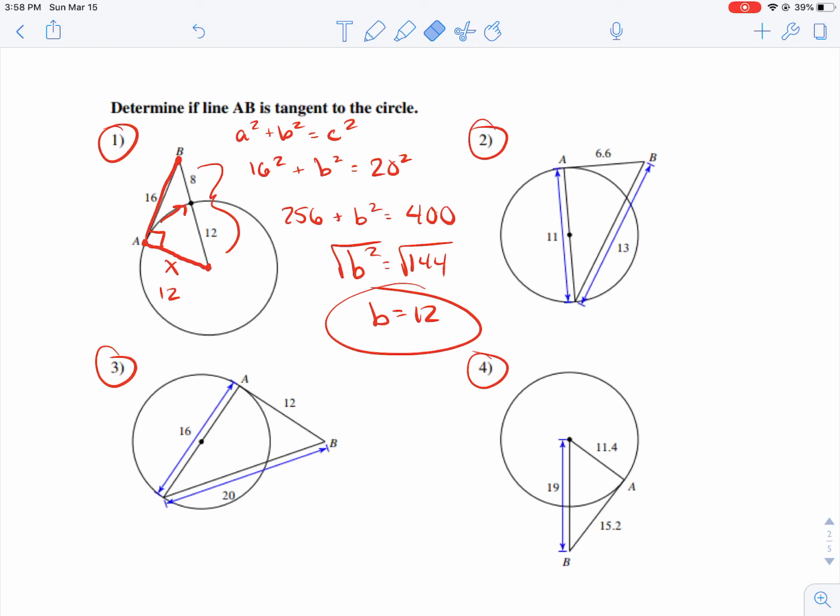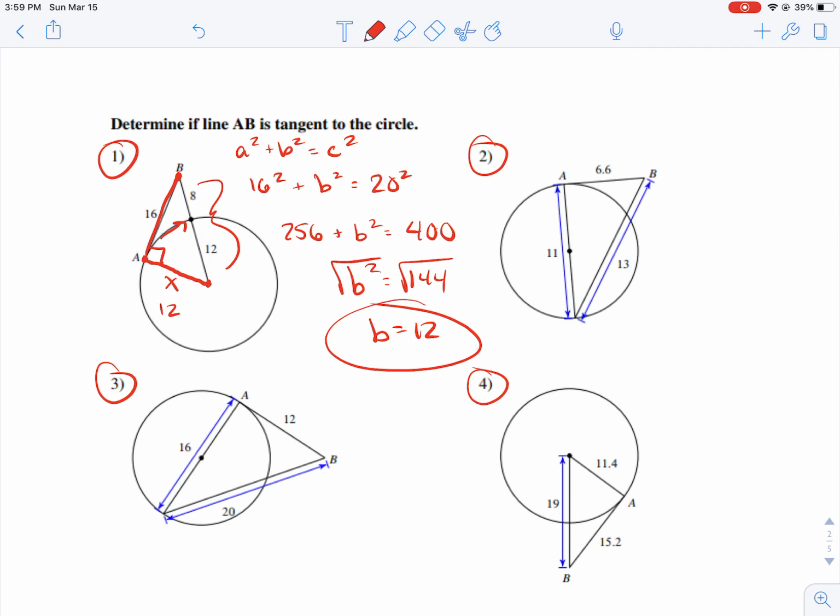By make sure of, I mean that these things line up. So in this case, 16 squared plus 12 squared equals 20 squared. So let's take a look at this one over here.